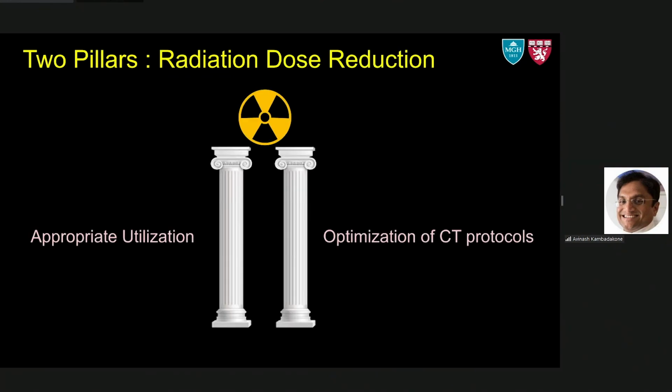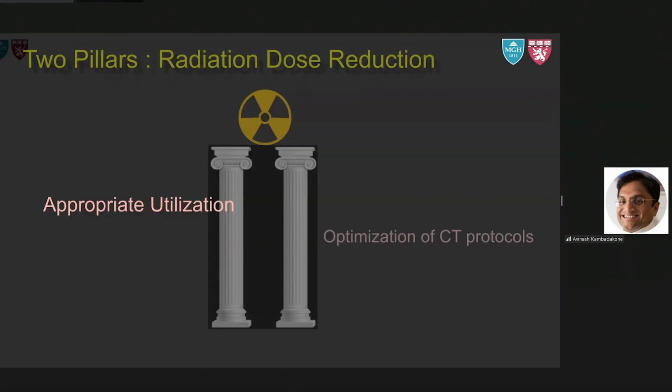Now, when you think of radiation dose reduction, the two main pillars of radiation dose reduction on a population level, I think, is appropriate utilization and optimization of CT protocols. So let's talk about appropriate utilization, which I think is an integral component of any initiative to reduce radiation dose or to optimize dose for any imaging technique.